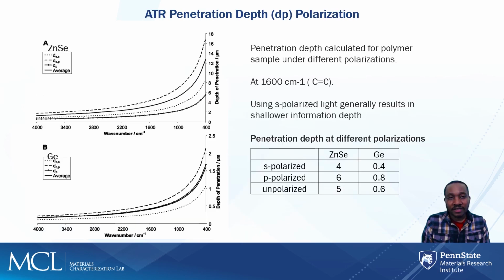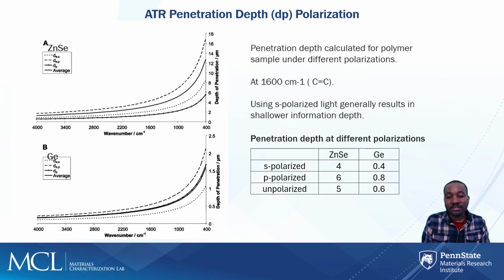One thing that can change the penetration depth that we have in our sample is the intensity of the electric field. And the intensity of the electric field can actually be altered by changing the polarization that we're using. And for that reason, we can tune the penetration depth for a specific sample by changing the polarization that we use.